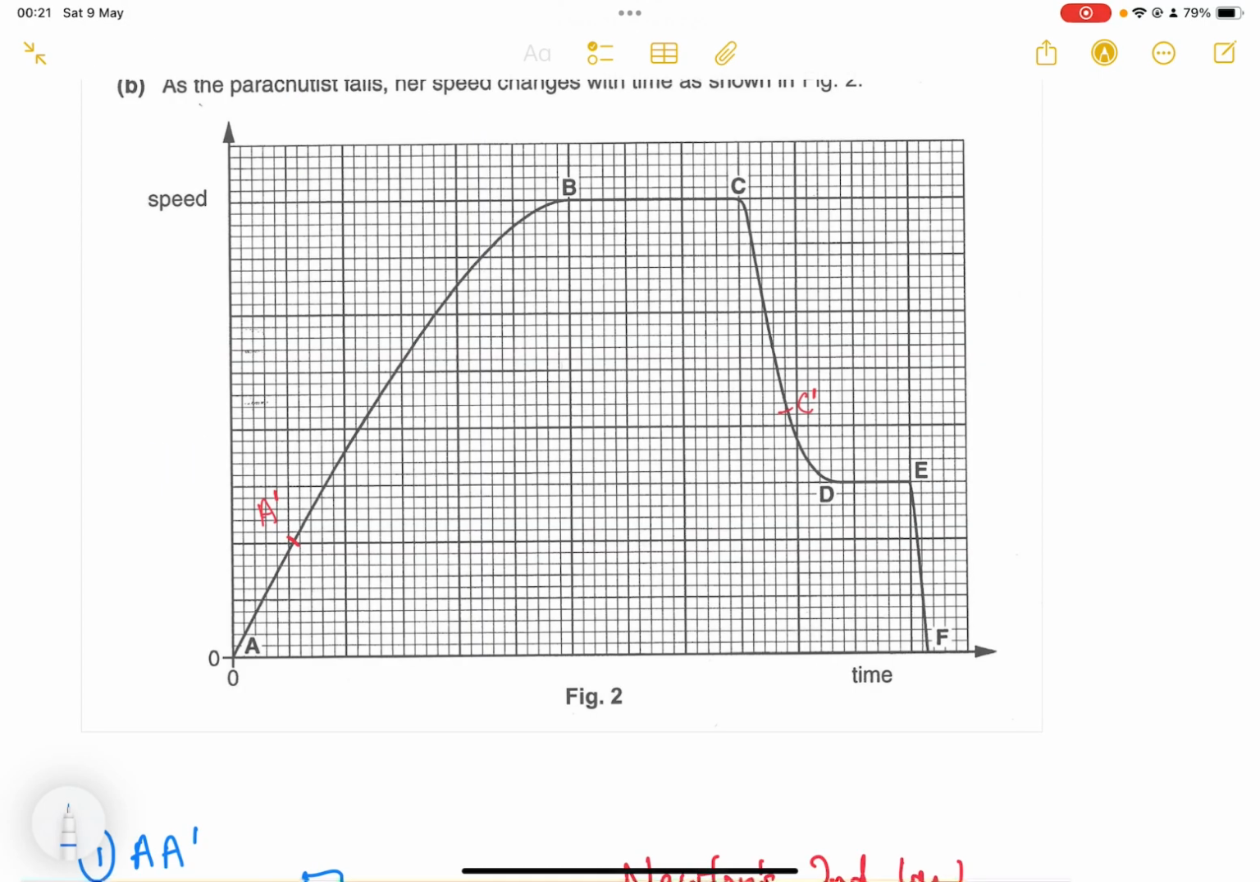I'm adding this part post-production to ensure completeness of the explanation. Now the new part that I'm adding is C prime, which is between C and D. Now at C, we were saying that the parachute opens. When the parachute opens, after that, the air resistance is more than the weight. So when air resistance is more than the weight, it cannot suddenly end at D, where the air resistance is equal to the weight. So at some point, the air resistance must start to decrease until it's equal to weight. And that is actually between C prime and D over here.